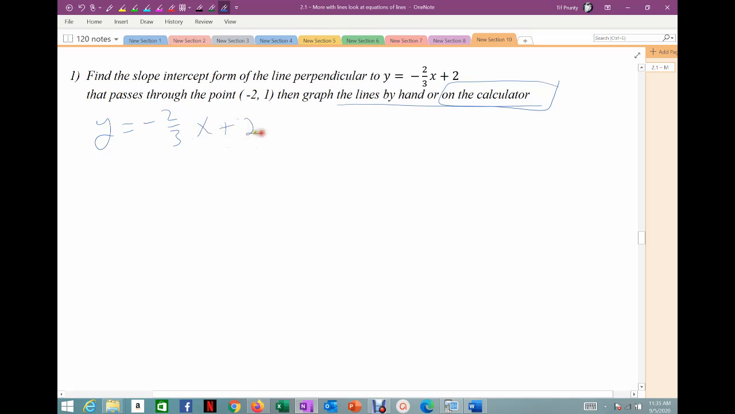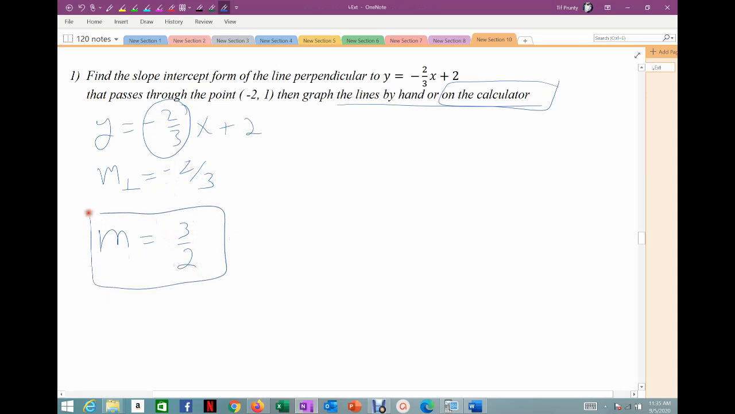So first of all, we start with the line we're perpendicular to, negative 2/3 x plus 2, and the part that we need from this line is the slope. The slope of this line is negative 2/3. So the slope of the line I want has to be the negative reciprocal, or opposite reciprocal, of that. First, I flip it to 3/2, and then I want the opposite of it. This was a negative, so I want this to be positive, so this is the slope I'm looking for. And then I know it goes to the point negative 2, 1.